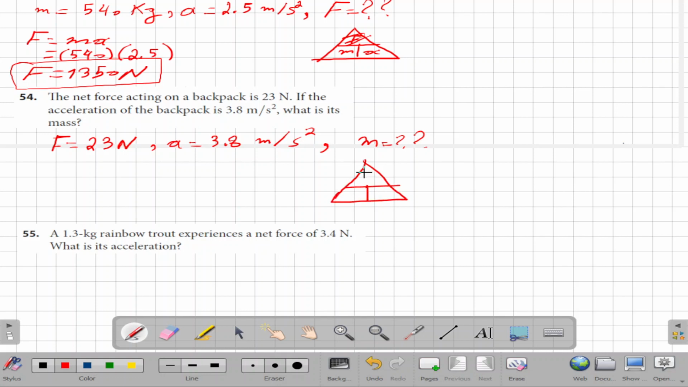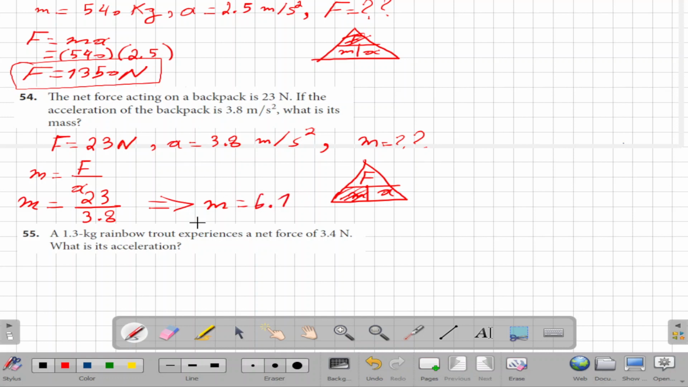So apply Newton's second law, F, M, A. We need to find the mass, so we should hide mass. Mass is equal to F over A. Substitute the values. F is equal to 23. The acceleration of the object is 3.8. Plug this into the calculator. We will get the value of the mass, and the value of the mass is 6.1.